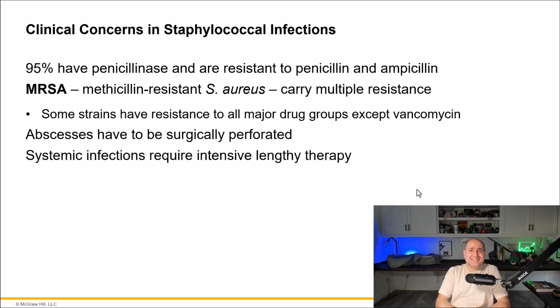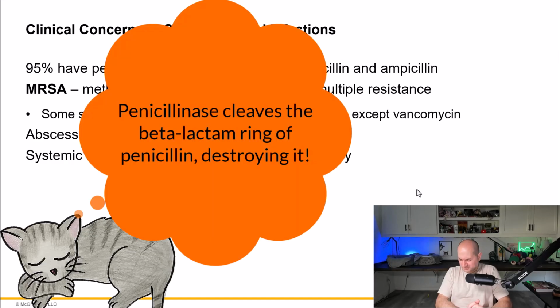Did you know that 95% of Staph aureus possesses the gene penicillinase? Do you recall what penicillinase does? We talked about it before. Can you beat Wicket? That's right, Wicket. Penicillinase is an enzyme that bacteria use to chop up penicillin, right? To attack the beta-lactam ring of penicillin and render it useless.